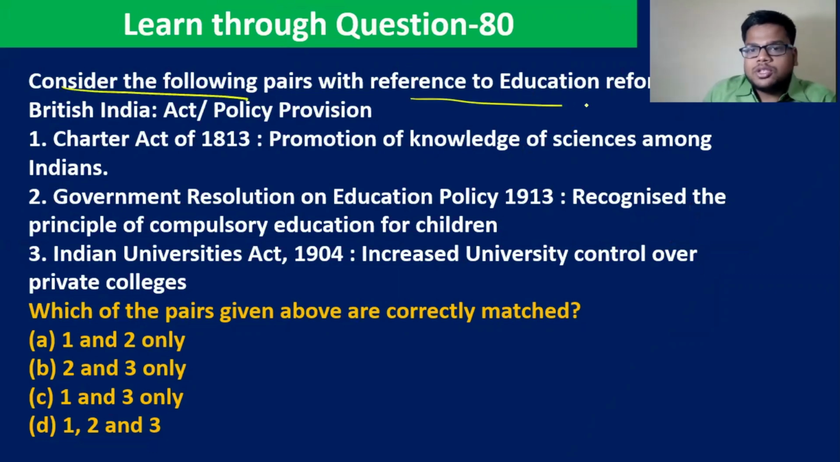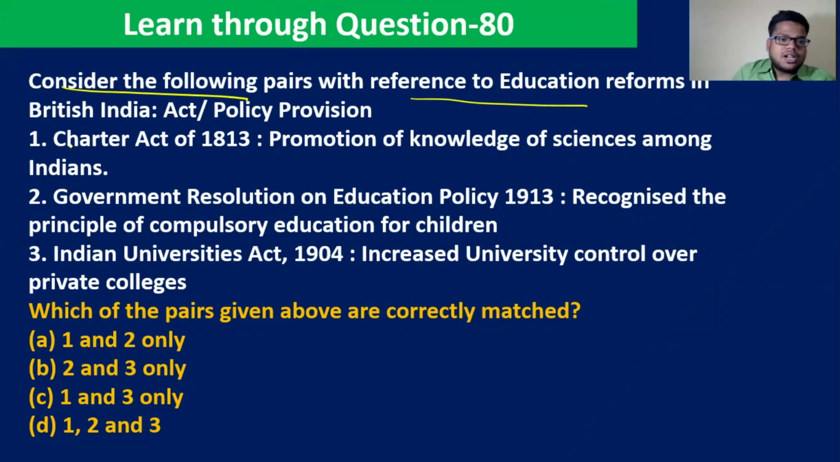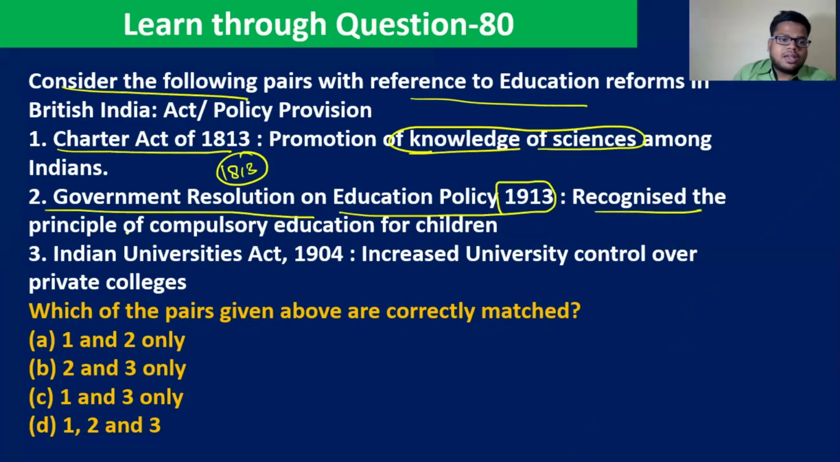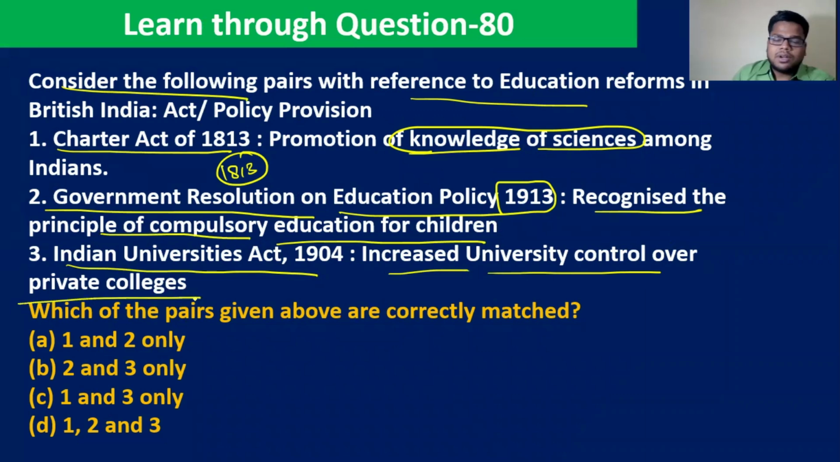Consider the following pairs with reference to the educational reforms in British India. This is an act and this is the policy provision. First, the Charter Act of 1813: promotion of knowledge of science among the Indians. Government resolution on the education policy 1913 recognized the principle of compulsory education for children. Indian Universities Act increased university control over the private colleges. Which of the following is true? So pause, and then you can try to answer the question.